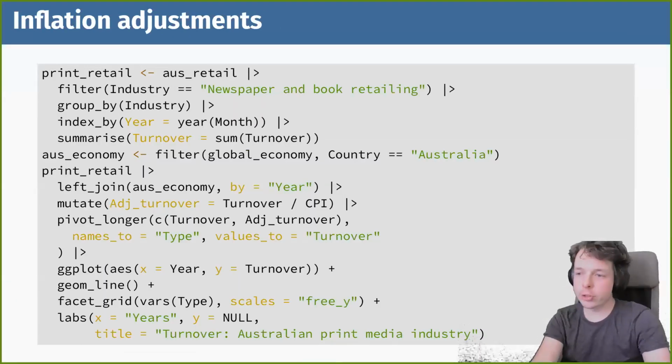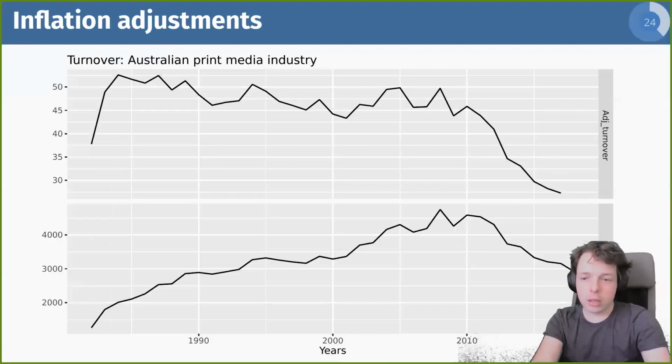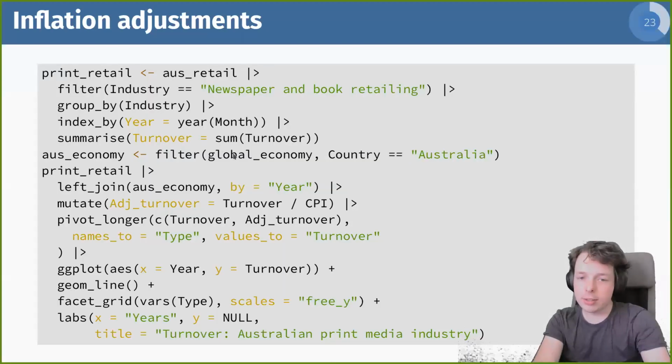Another useful transformation is to adjust for inflation. So there's a lot of code here, and I'll create this for you live and perhaps make it a little bit simpler. But the idea is that the value of money changes over time. Often the value of money decreases over time because of inflation.